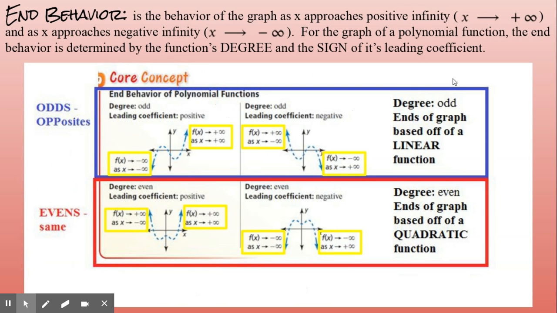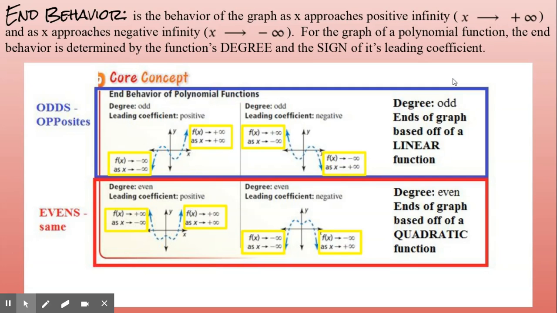All right, so we're going to start with end behavior. So the behavior of a graph as x approaches positive infinity, so as it moves to the right side, and as it approaches negative infinity, as it moves to the left side, what is happening to the ends? So what is the left side doing versus what's the right side doing of our graphs? And in order to decipher that, we need to look at the degree and the sign of the leading coefficient.